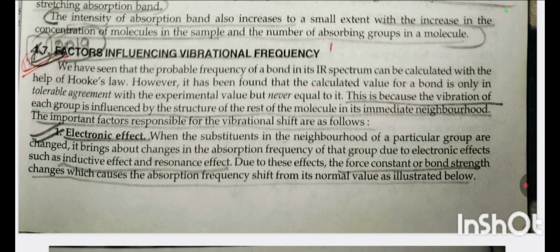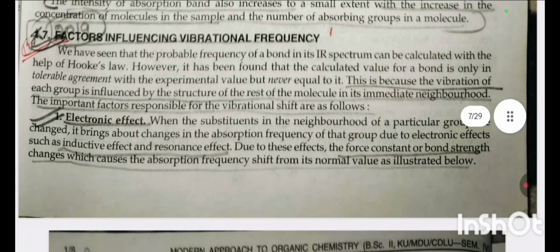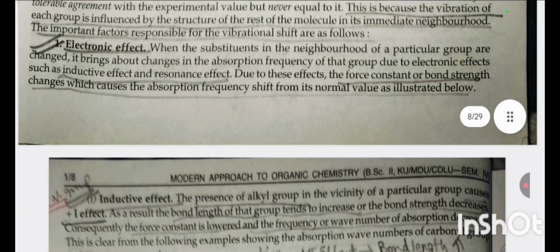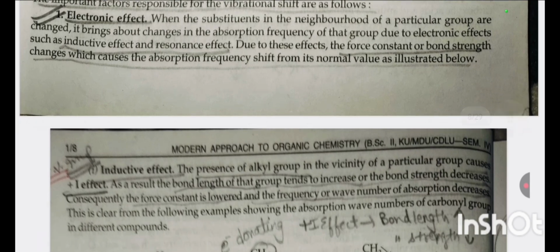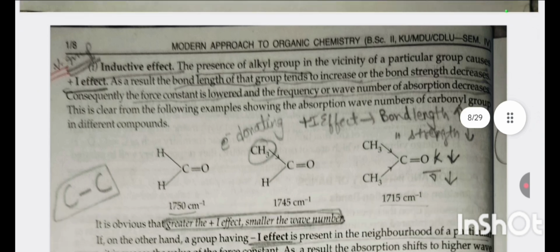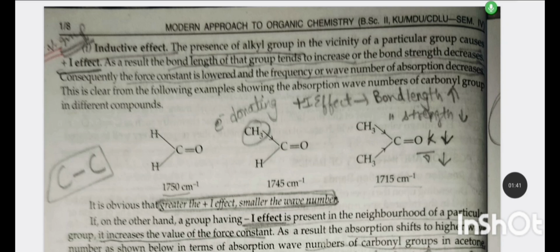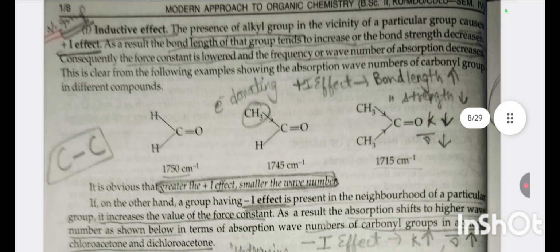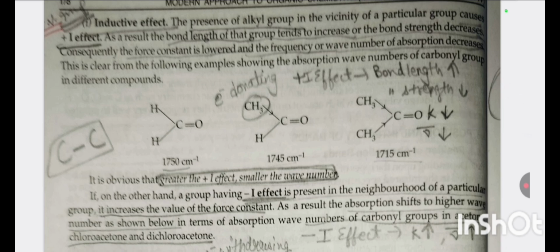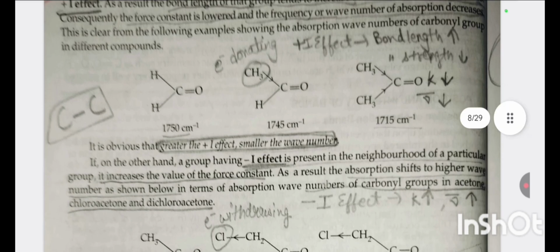This is because the vibration of each group is influenced by the structure of the rest of the molecule in its immediate neighborhood. The important factor responsible for the vibrational shift is the electronic effect. When the substituents in the neighborhood of a particular group are changed, it brings about changes in the absorption frequencies of that group due to electronic effects such as inductive effect and resonance effect. Inductive effect: the presence of an alkyl group in the vicinity of a particular group causes a plus I effect. As a result, the bond length of that group tends to increase or the bond strength decreases. Consequently, the force constant is lower and the frequency or wave number of absorption decreases.